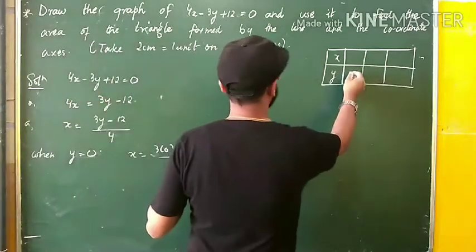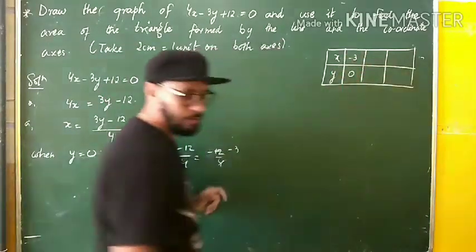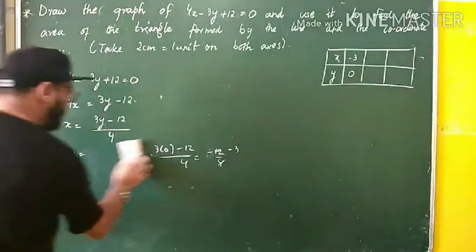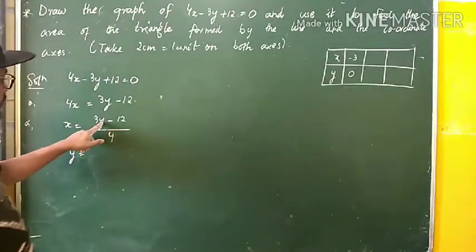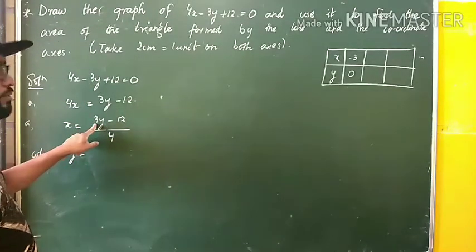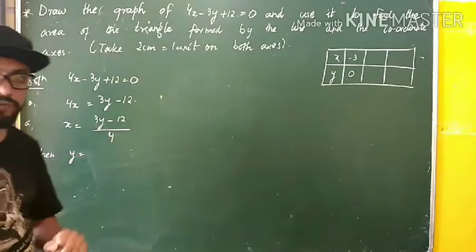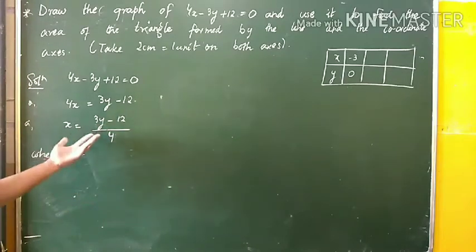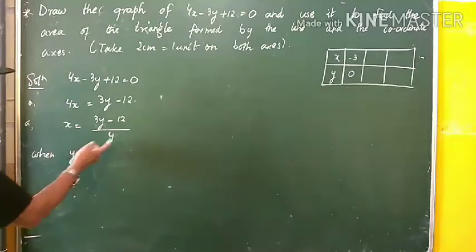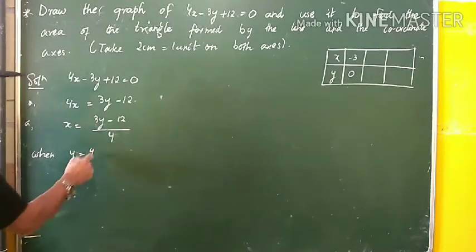So when y is equal to 0, x is equal to minus 3. Now, can we take 1? If you take 1, then 12 minus 3 will give you minus 9, and 9 is not divisible by 4. Similarly, if we take 2, you can check, okay? So at what value will it be divisible? So 4. So I am taking 4.